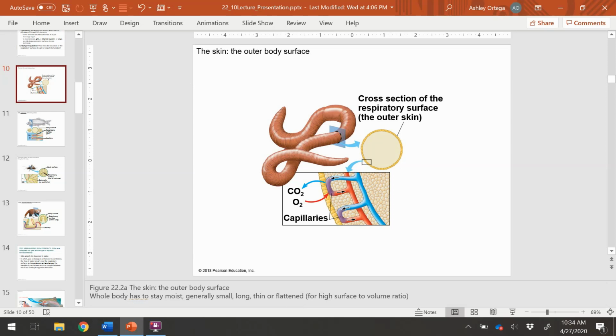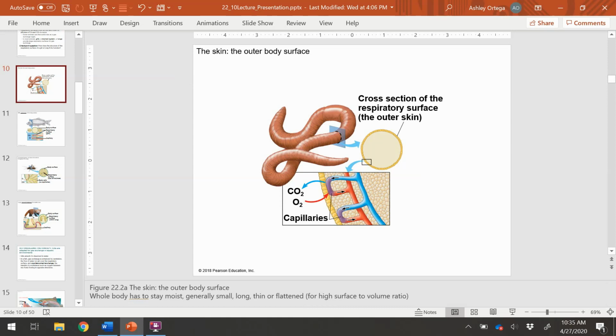You'll see the capillaries that are exchanging those gases with the respiratory surface and into the environment. So here you can see carbon dioxide go out and oxygen go in. And as oxygen goes in, it makes oxygen-rich blood, which we highlight in our book as red, and oxygen-poor blood is going to be in blue.